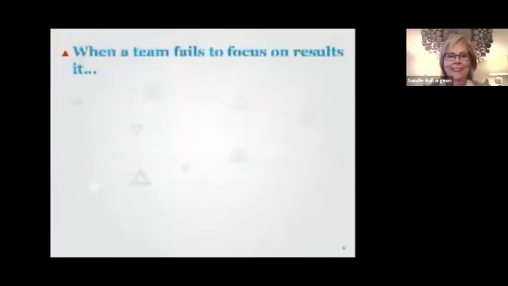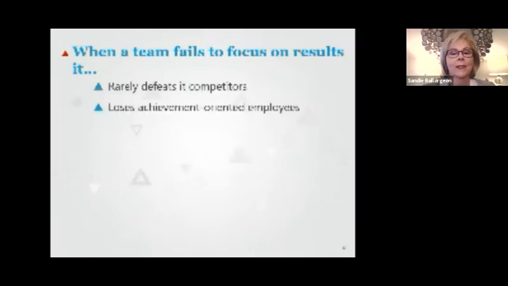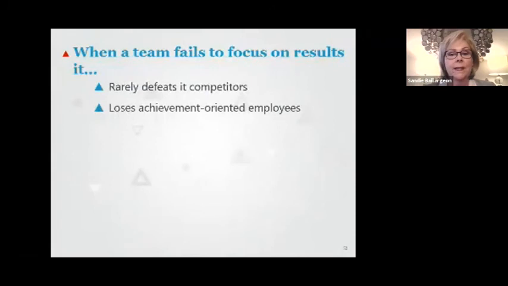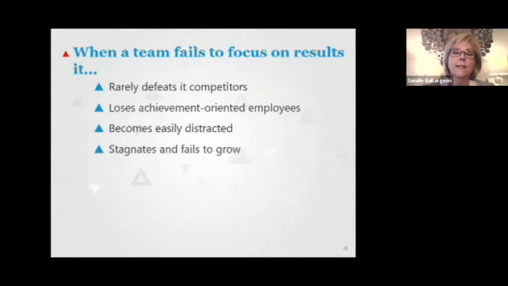Isn't that true? So when a team fails to focus on results, it rarely defeats its competitors. It loses achievement-oriented employees, and that happens quite often when somebody is really helpful and wants to achieve something great in the team, and they become discouraged and move on to greener pastures. They become easily distracted, it stagnates and fails to grow.